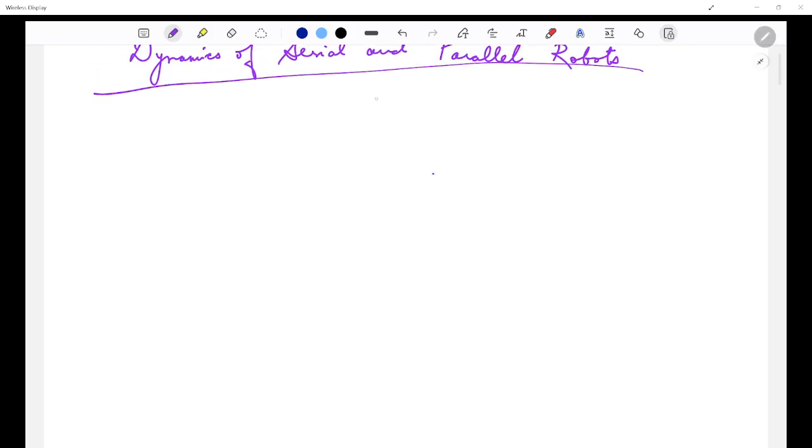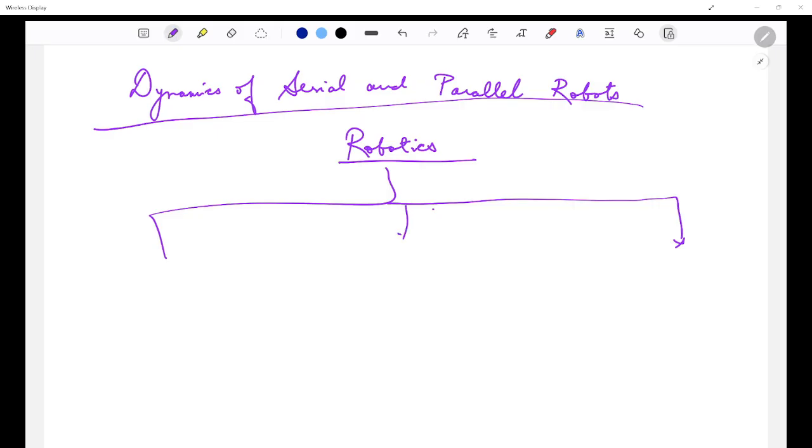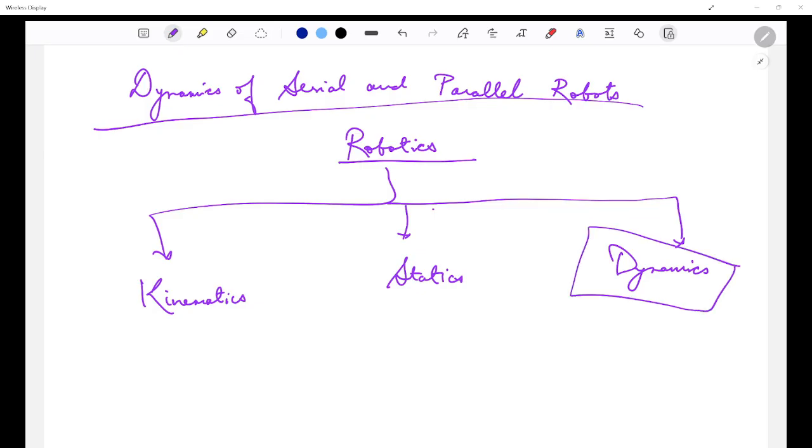Okay, so what are robot dynamics? So in robotics, we mainly study three things. Kinematics we have already seen, statics we saw in the last class, and the other is dynamics. So this is the part that we'll be covering today.